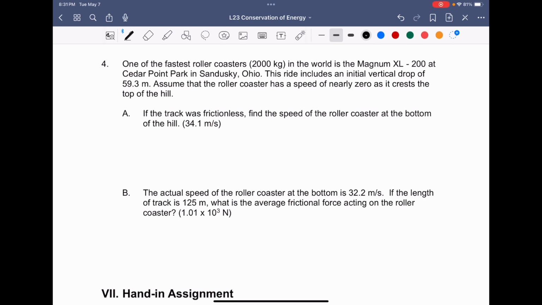This ride includes an initial vertical drop of 59.3 meters. Assume that the roller coaster has a speed of nearly 0 as it crests the top of the hill. If this is a frictionless environment, or a frictionless track, find the speed of the roller coaster at the bottom.